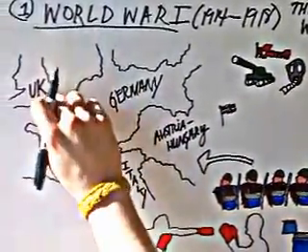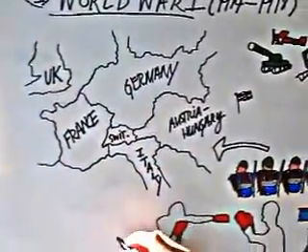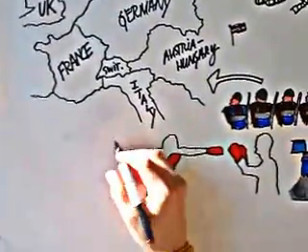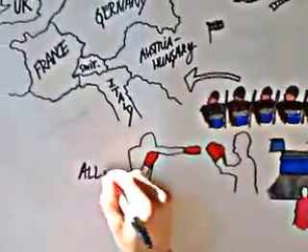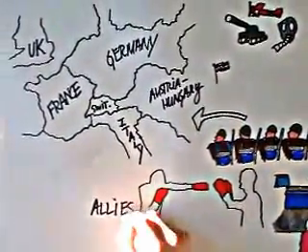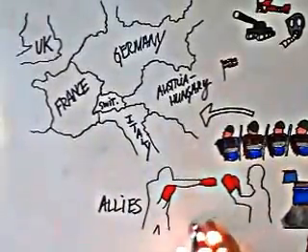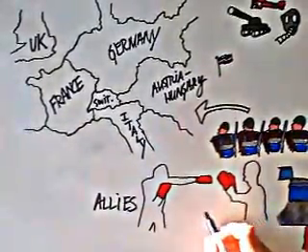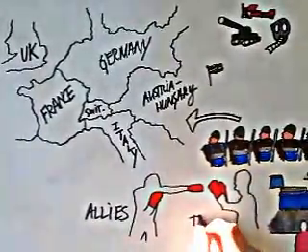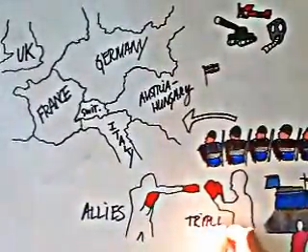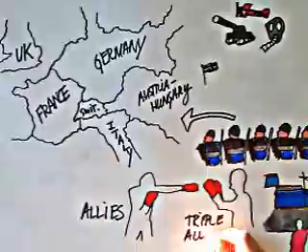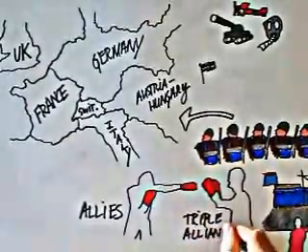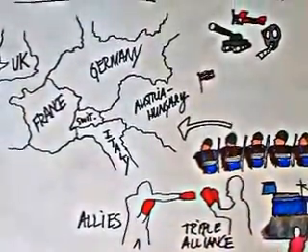And so the UK and France are known as, or were known as, the Allies, and were also known by that term in the Second World War. And Germany and Italy and Austria were known as the Triple Alliance.